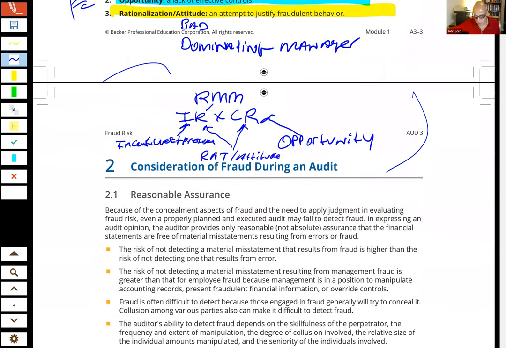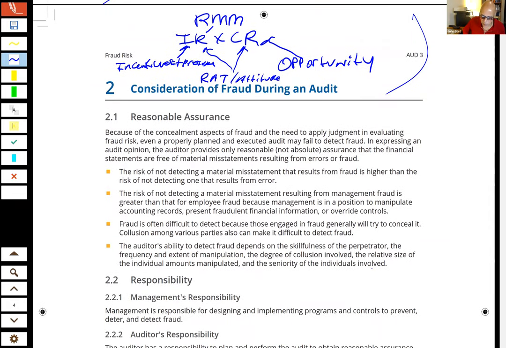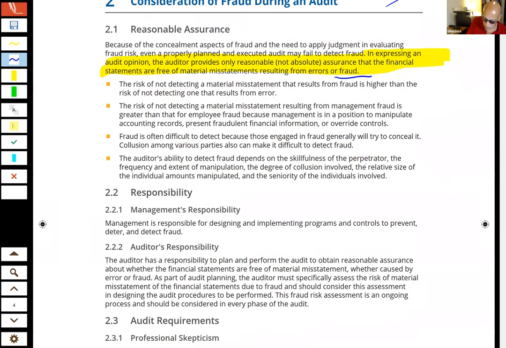And then you come over and let's see what the auditor's responsibility is as it relates to fraud and in expressing an opinion. The auditor provides reasonable assurance. It says in the opinion you've memorized, reasonable assurance that the statements are free of material misstatement, whether caused by error or fraud, and now we're going to see how we consider fraud part of that whole overall auditor's responsibility.